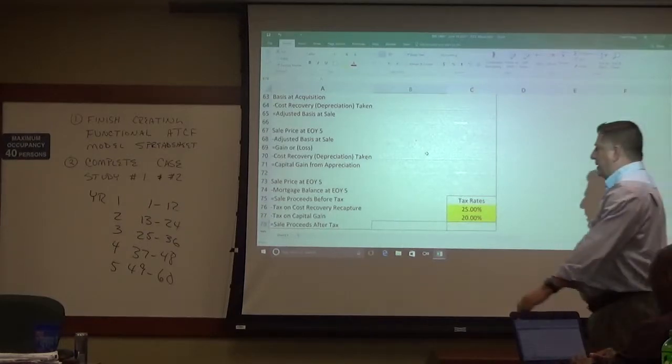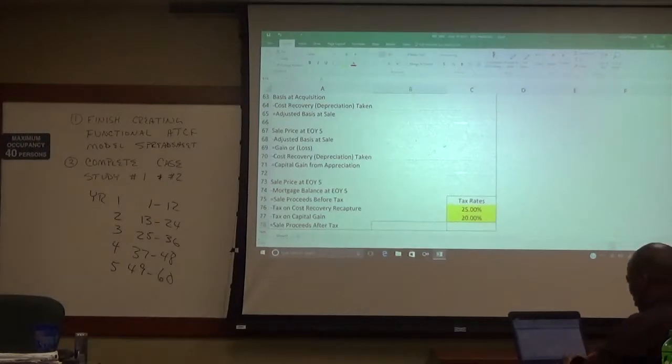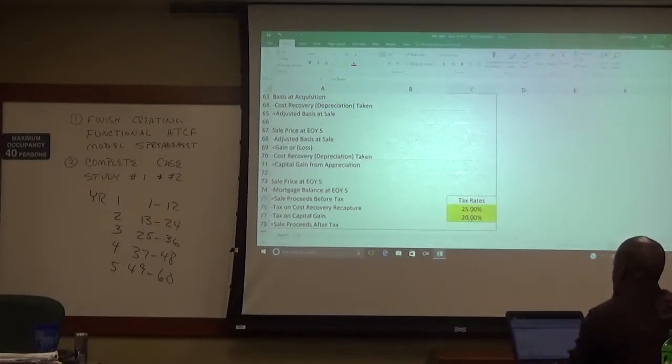All right, so for the boxes, it's pretty simple. You simply highlight the area that you want to put a box around. You go up here, you should have a little icon that has a whole bunch of different options. The one that I chose was thick outside borders. Then you just click on that, and boom, you've got a box.